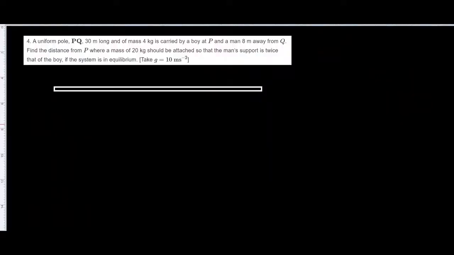In question 4, there is a rod over a pole. So the ends of this pole are P and Q. The total length of this pole is 30 meters and the mass of the pole is 4 kg. So exactly in the middle we will write its weight as 40 newtons, because they have given g as 10 meters per second squared. So mg is the weight, 4 times 10 becomes 40 newtons. Alright.